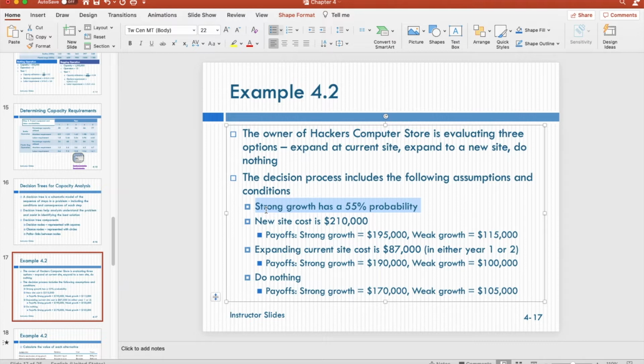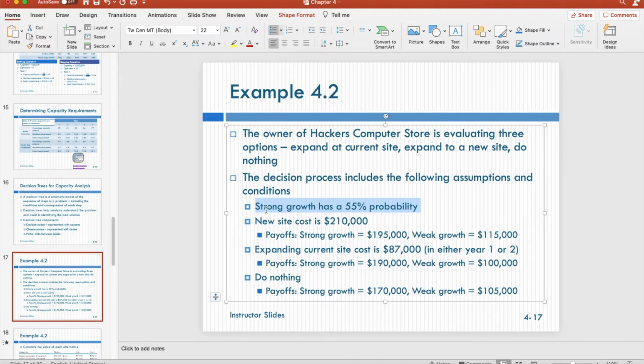Very simple, right? Since we only have two different outcomes, one consequence is the strong growth, which has 55% probability. Then for the other one, of course, use 100% minus 55%, which is 45% probability. So strong growth has 55% probability, which means weak growth has 45% probability, since right now we only consider these two situations.